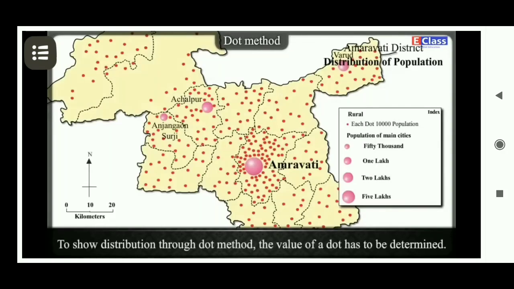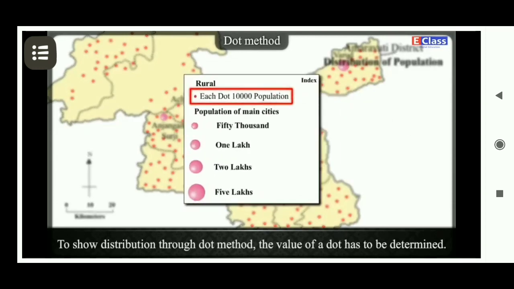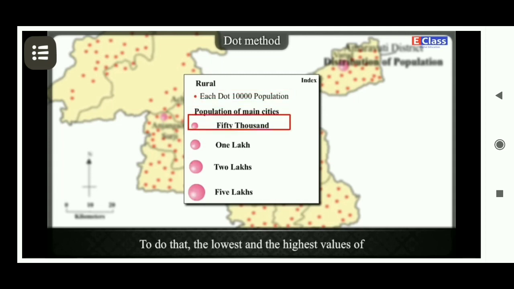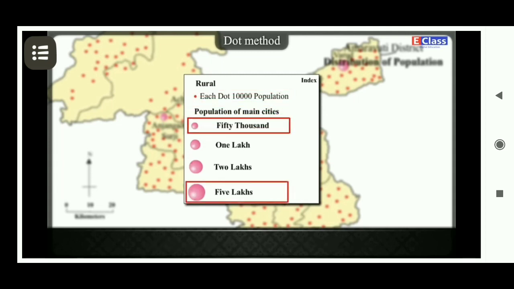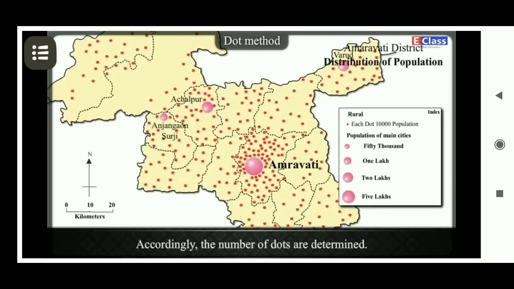To show distribution through dot method, the value of a dot has to be determined. To do that, the lowest and the highest values of a given variable in a region are taken into consideration. Accordingly, the number of dots are determined.